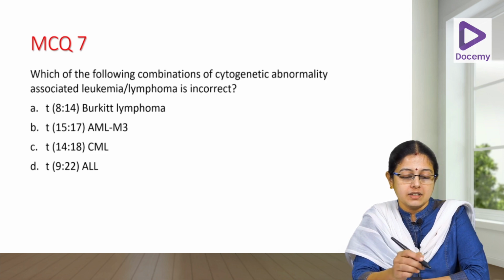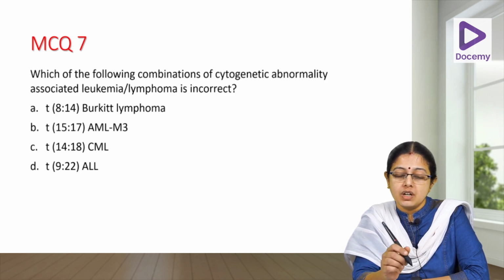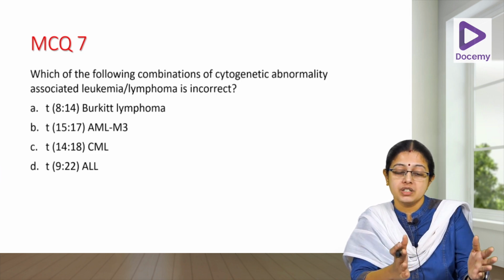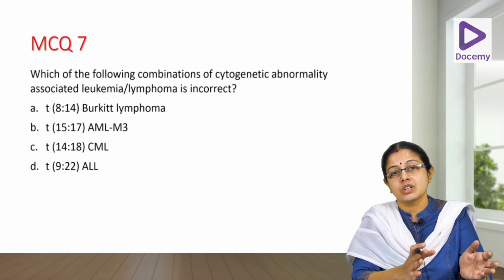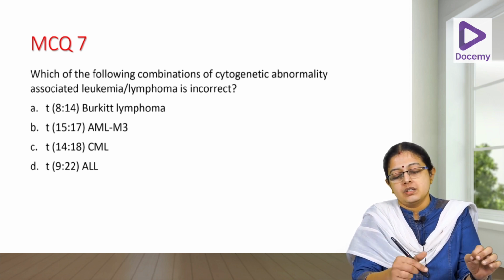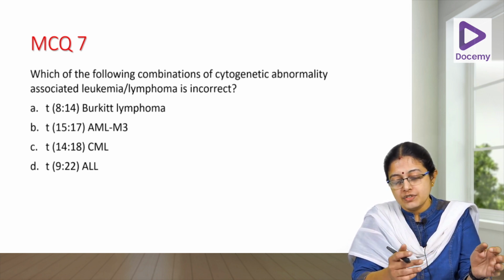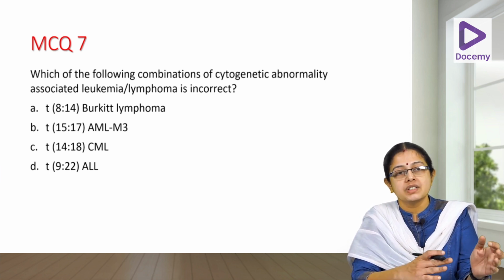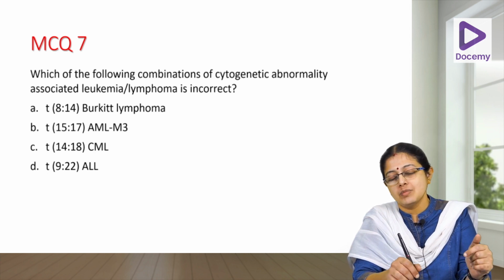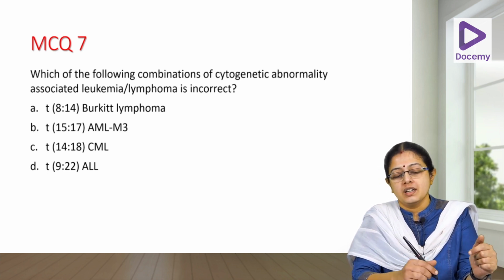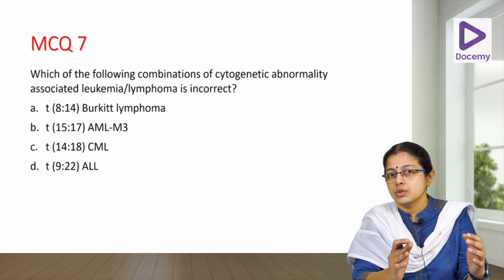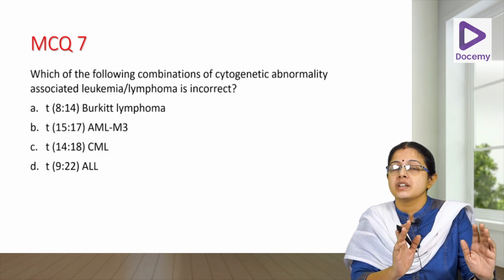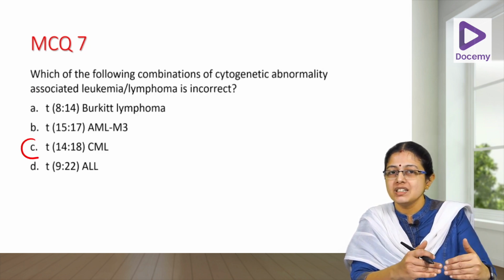Coming to MCQ number 7: which of the following combinations of cytogenetic abnormality associated with leukemia or lymphoma is incorrect? Translocation 8;14 and Burkitt lymphoma, yes, it is associated with Burkitt lymphoma. Translocation 15;17 associated with AML-M3, yes. Translocation 14;18 with CML. What is the translocation seen in CML? It is translocation 9;22. So 14;18 is unlikely.